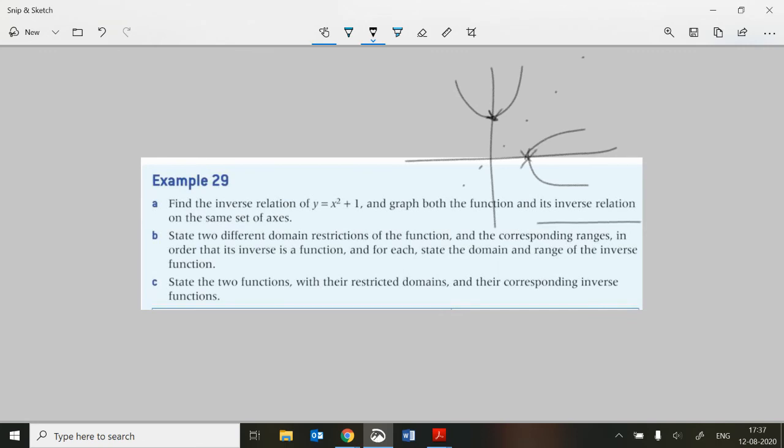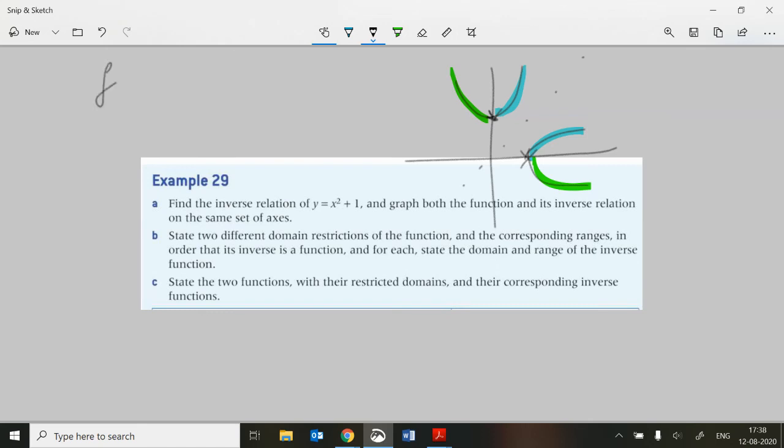Now, it says inverse relation because you're getting two functions out. That's why they say relation and not function. So the inverse here is clearly the square root of x minus 1, with plus or minus. That's pretty straightforward. Now they say state two different domain restrictions of the function and the corresponding ranges. They're basically trying to get you to say that this part matches up with this part, and this part matches up with this part here. So we've got our two functions there.